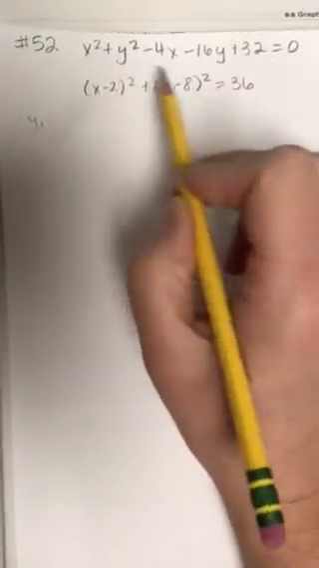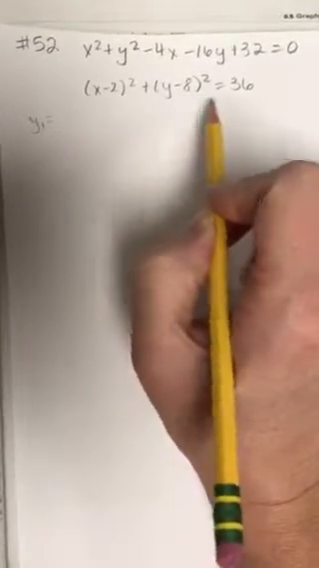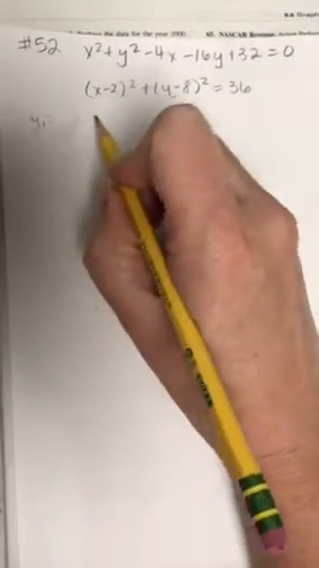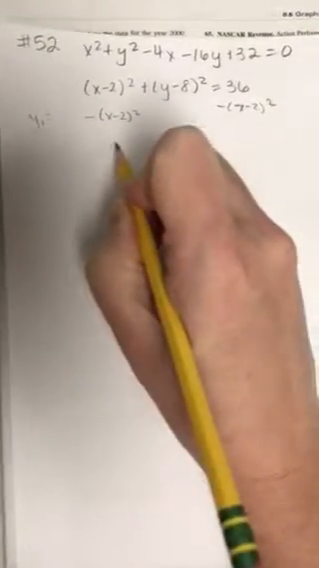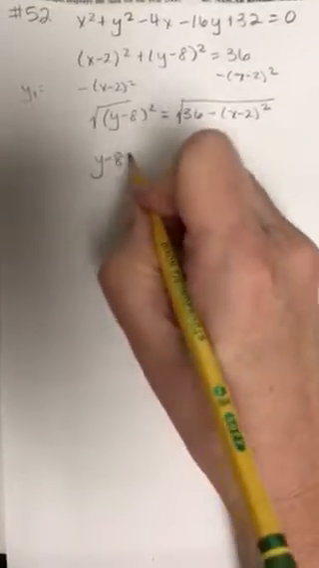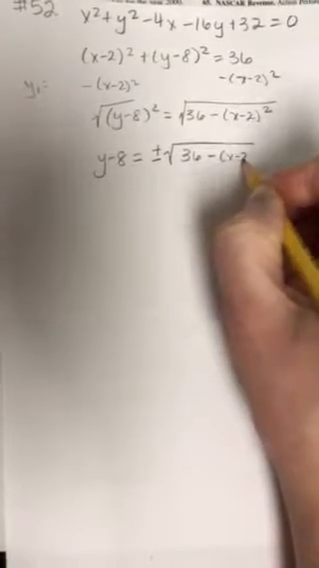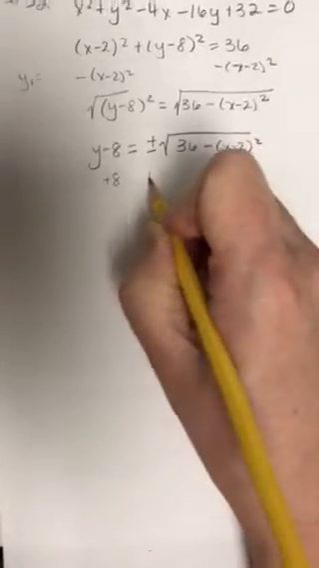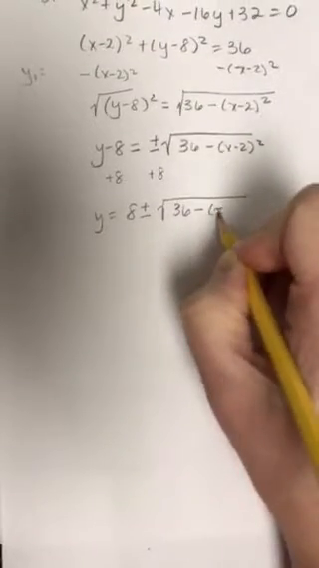If I wanted to do that, looking at 52 that we already completed, put it into standard form for a circle, so I've got (x minus h) squared plus (y minus k) squared equals r squared. What I would do is subtract the (x minus 2) squared from both sides. And I would get (y minus 8) quantity squared equals 36 minus (x minus 2) squared. Then to get rid of the squared, I take the square root of both sides. Y minus 8 equals, I have to consider both solutions, so plus or minus the square root of 36 minus (x minus 2) squared. Add 8 to both sides. Y equals 8 plus or minus the square root of 36 minus (x minus 2) squared.